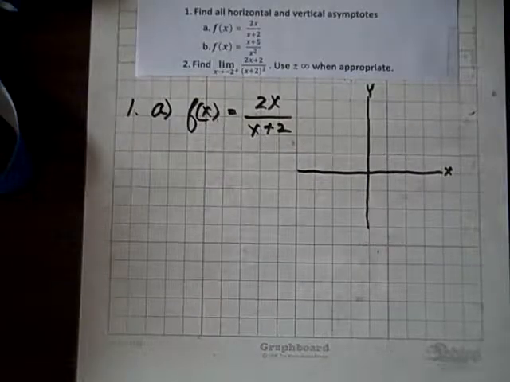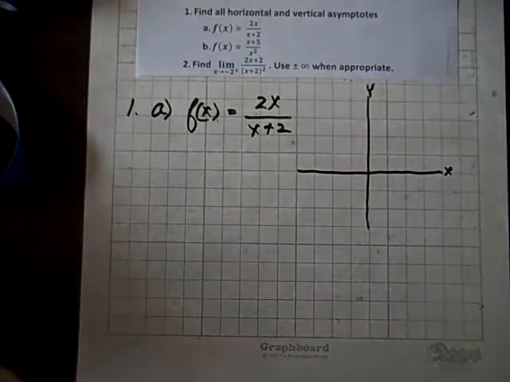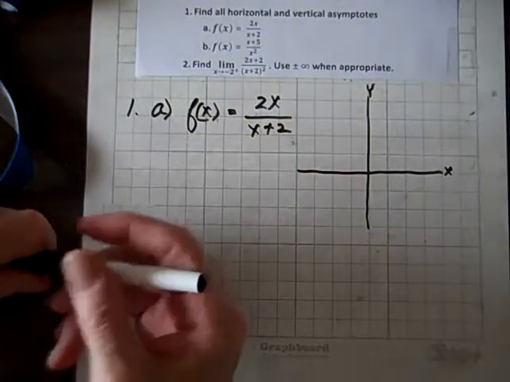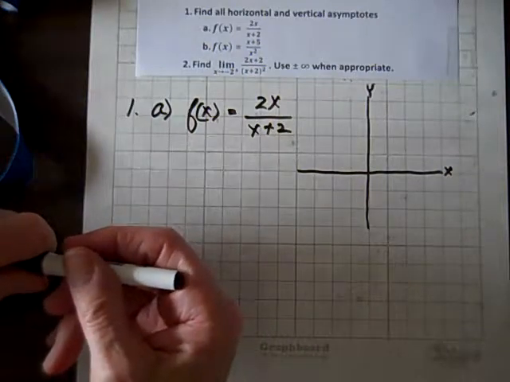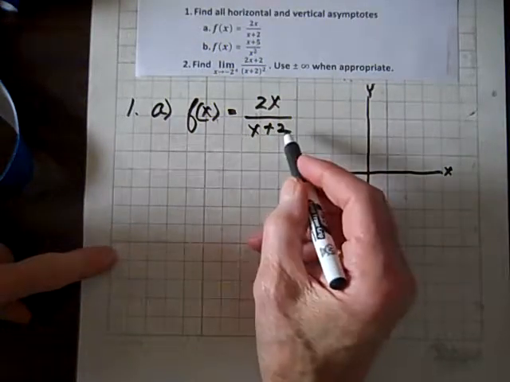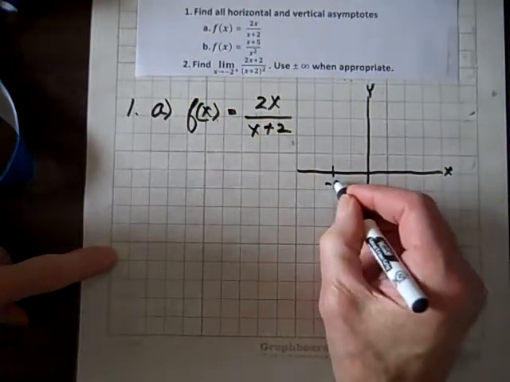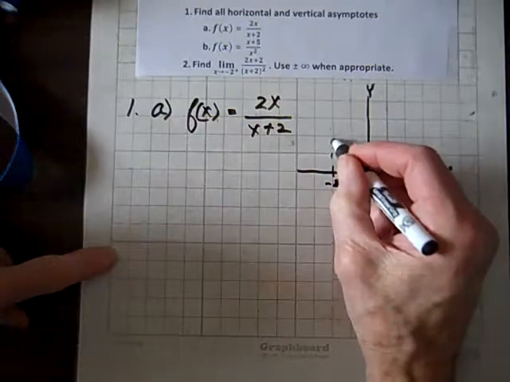Now we're doing question 1 for the review for section 3-2, and we have to find the horizontal and vertical asymptotes. Well, -2 will take this denominator to 0, so we have a vertical asymptote at -2.